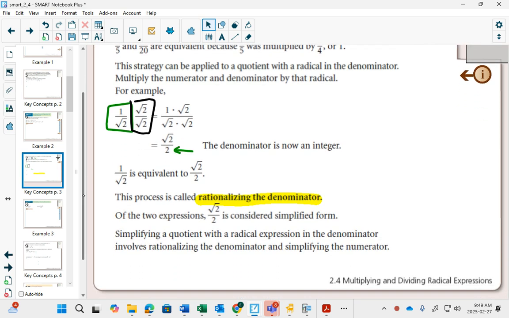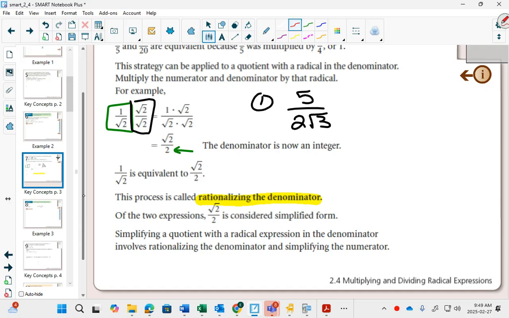So we call this the simplified form, and this is rationalizing the denominator. And we're going to get 2 different situations. Situation number 1, we just have a square root on the bottom, like 5 over 2 square root of 3. I have a square root on the bottom. I might even have extra numbers, like I have the extra 2.